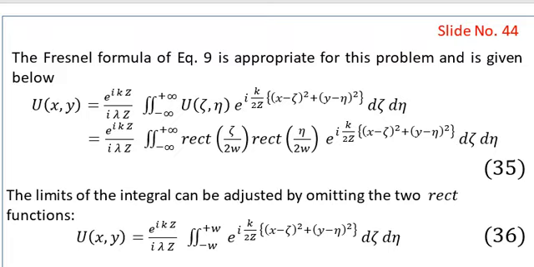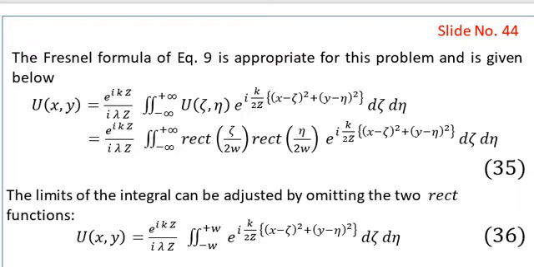The Fresnel formula of equation 9 is appropriate for this problem, and it is listed below. The field at the point xy, u of xy, is equal to e to the power i k z over i lambda z, times the double integration from minus infinity to plus infinity. The known field is u of zeta eta, and the others are the parameters of the integral. Substituting u of zeta eta with the two rect functions, rect of zeta over 2w and rect of eta over 2w, gives the Fresnel integral as given in equation 35.